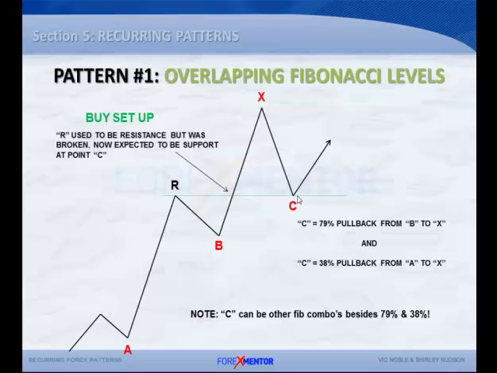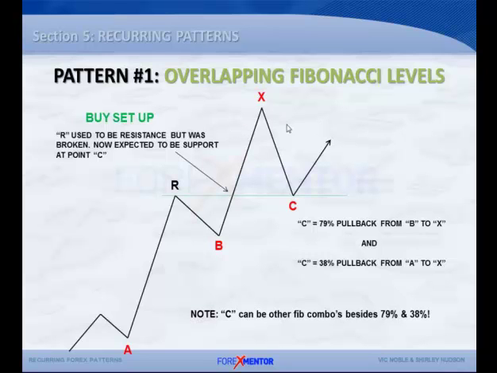Now I'm just showing you an example here where the 79% and a 38% overlap, but this could be any combination. Like a 62% and a 38%, or a 50% and a 79%, or a 62 and a 79%. You get the idea. We're looking for different Fibonacci retracement levels that match up at point C by measuring from different swing lows, B and A, or wherever lows we have back here, up to this common high at point X.